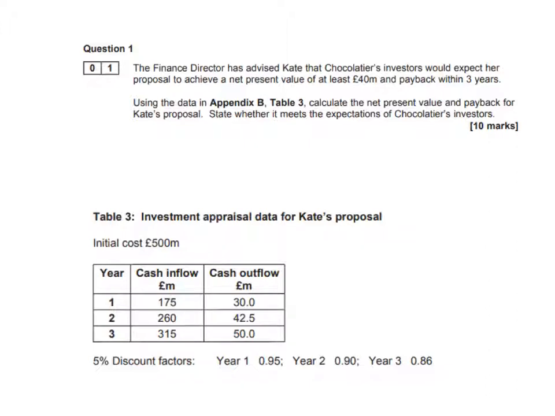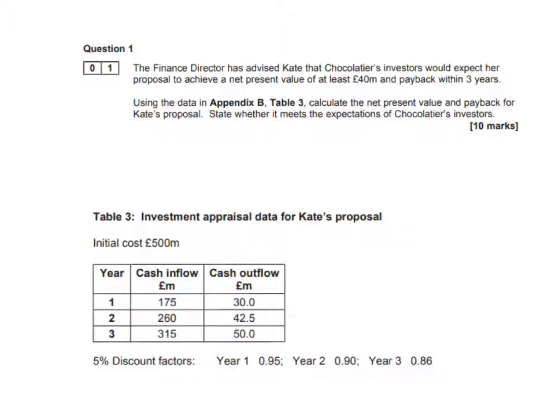So as I've said, AQA will give you the discount factor. They've given you a 5% discount factor. And again, if you wanted to know how they've worked that out, you simply do 1 divided by 1.05, and that'll get you 0.952. Now they've rounded it to 2 decimal places. Press equals again, you get 0.90. Press equals again, 0.86.